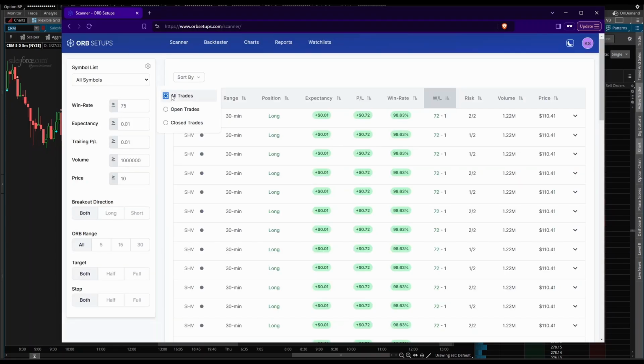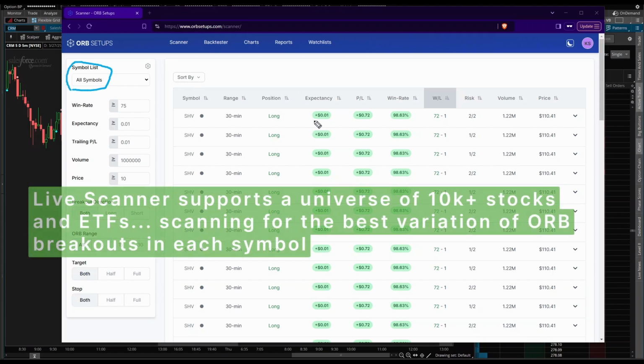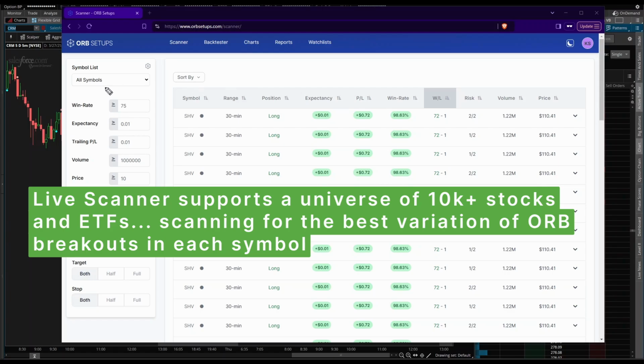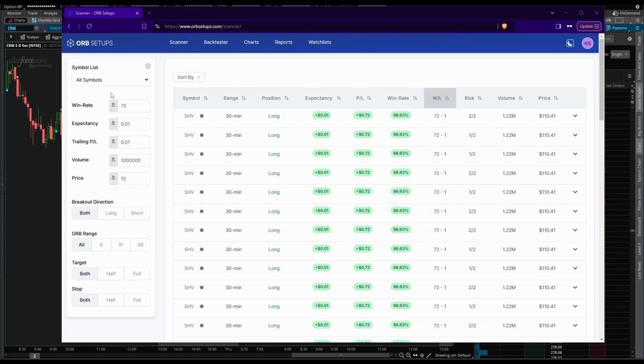Now, when it's early in the morning, you'll notice that the scanner has hundreds and hundreds of trades, if not thousands, especially if you're using the all symbols watch list here. That's because the symbols that we can support with this scanner is more than 10,000 at this point. So obviously, you can't take 10,000 trades, so we need to be a little bit smarter. That's where I like to use our watch list as that first means of filtering down the trades to only the symbols you care about.